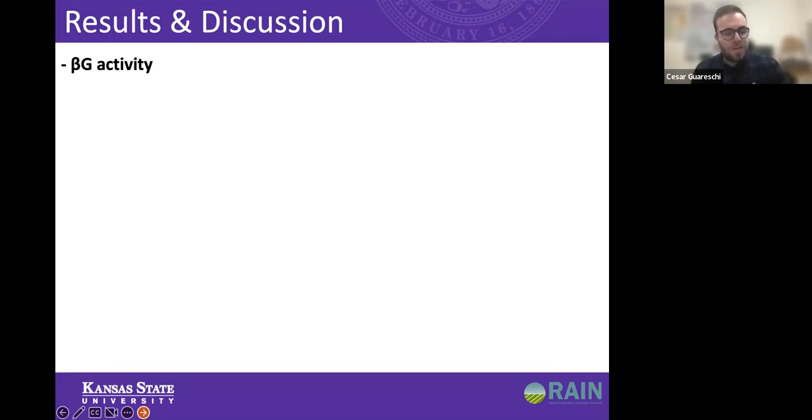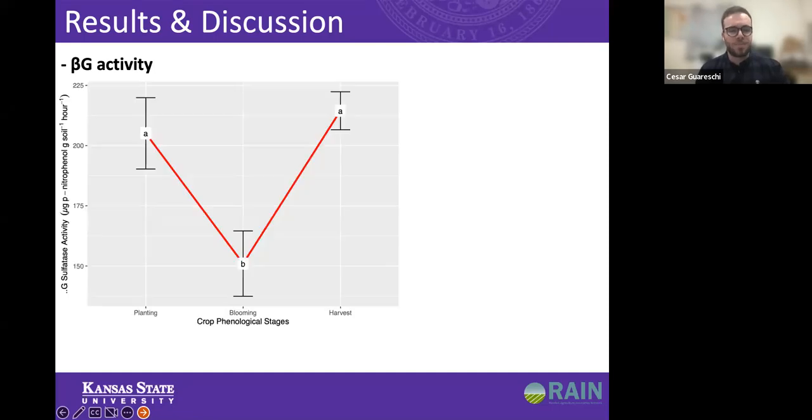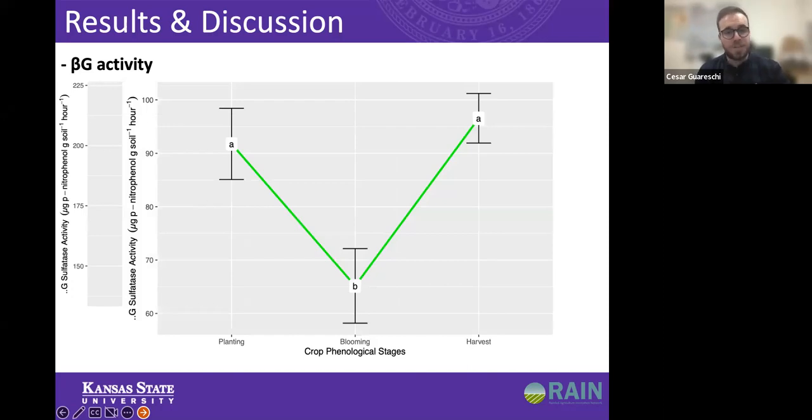Talking about beta G activity, for the first layer, 0 to 5, the letters indicate the mean difference between crop stages. We can see a clear difference, a decrease in activity in the blooming stage on the first soil layer. For the second layer, 5 to 15, we can see pretty much the same pattern.